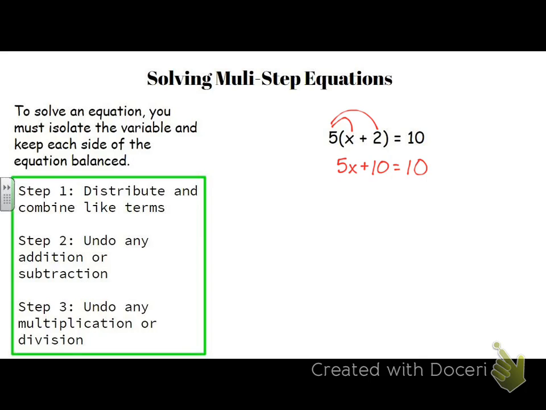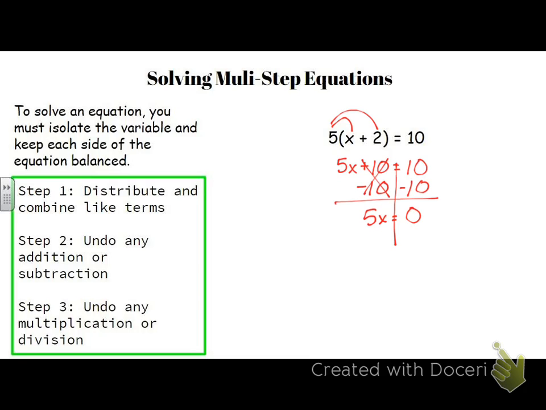So now I undo my addition that I have. So I'm going to undo adding 10. I'm going to go ahead and draw my line here and keep it balanced. So I'm going to subtract 10 from this side. And that leaves me with 5x. Now to keep it balanced, I have to subtract 10 from the other side of the equal sign. So 10 minus 10 is equal to 0. And that's okay. We'll just write our 0.